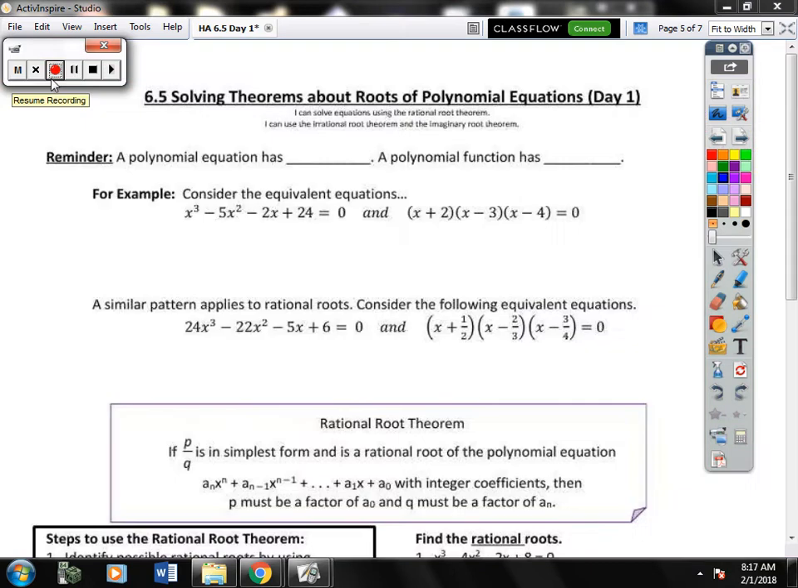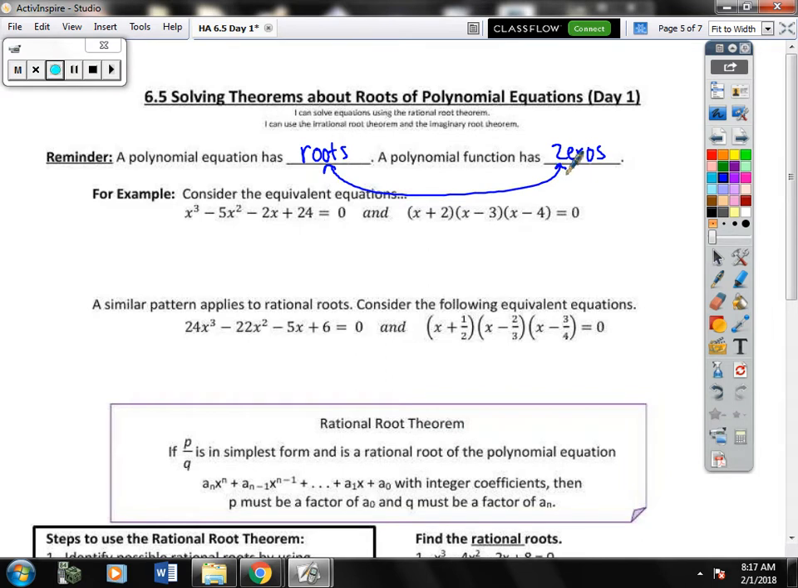We're actually going to learn some theorems, almost like geometry, but theorems that will help us to figure out the roots of the equations. We'll learn the rational root theorem, and then we'll also learn the irrational root theorem. So a polynomial equation has roots. A polynomial function has zeros. They are the same thing. So you can interchange the words roots, zeros as answers, or as vocabulary words.